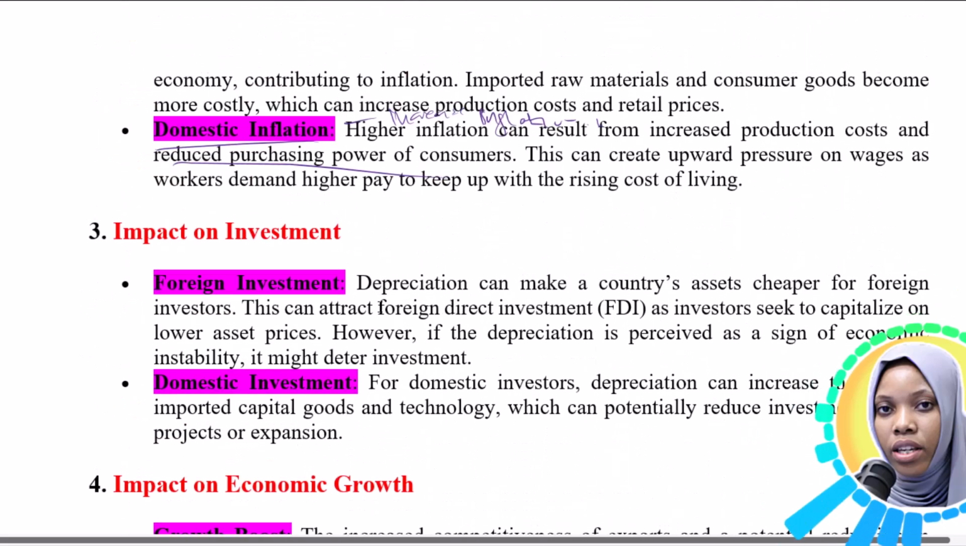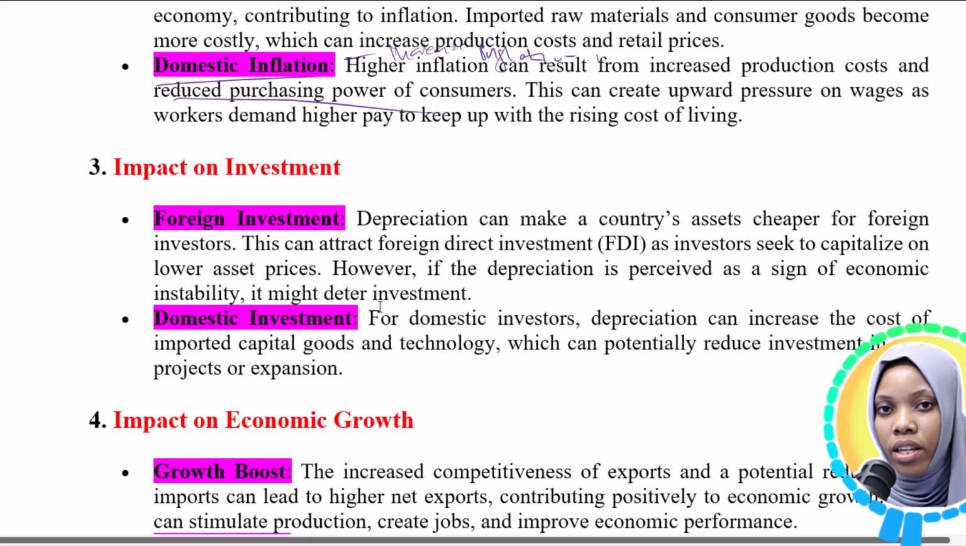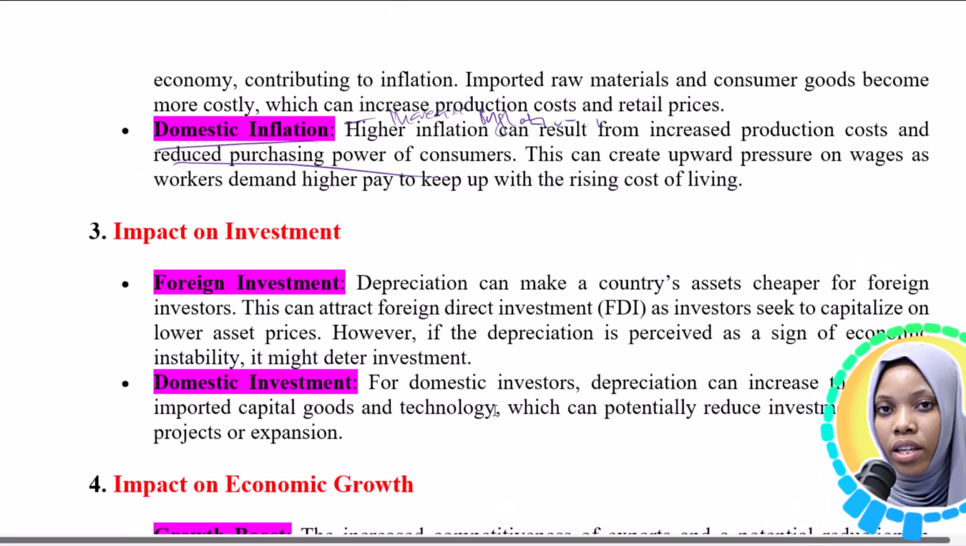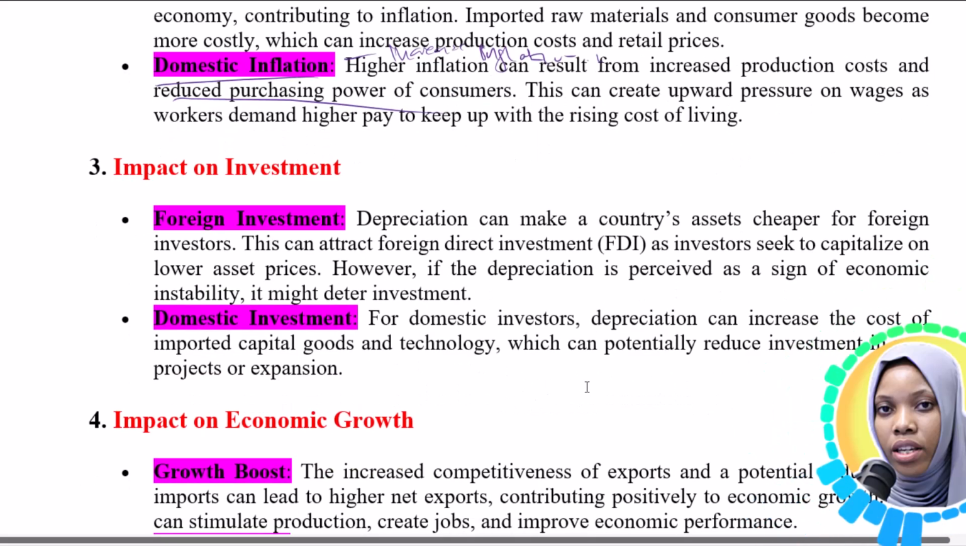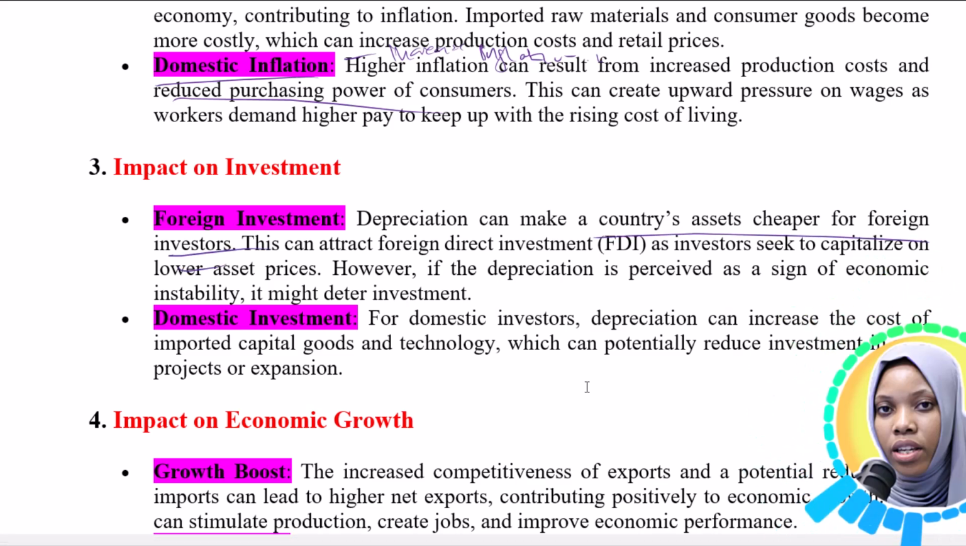Another impact is on investment, that is foreign investors and domestic investors. So if your currency loses value, then foreign investors are likely to invest more, and for domestic investors, depreciation can increase the cost of imported capital goods and technology, which can potentially reduce investment in new projects. And so foreigners are going to invest more, and domestic producers or investors are going to invest less.